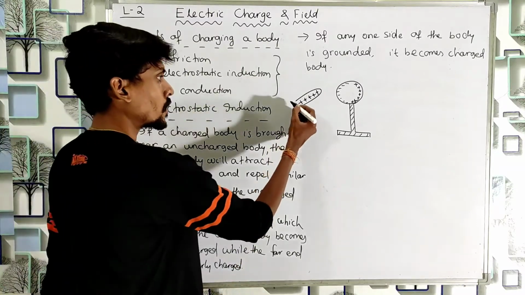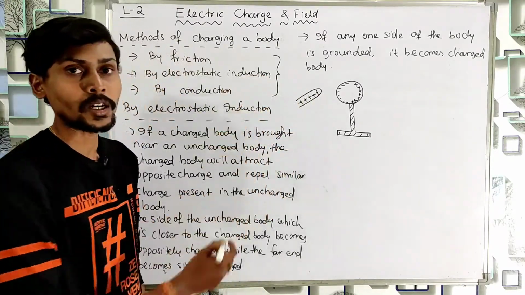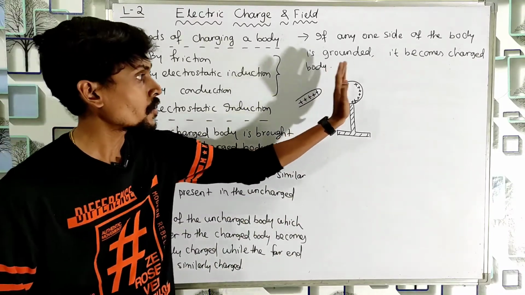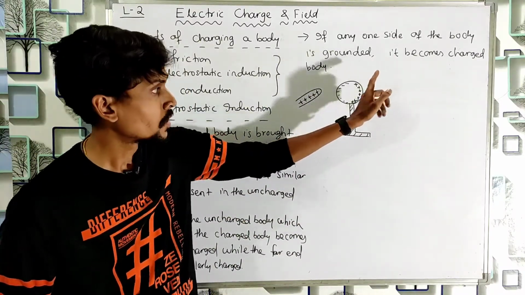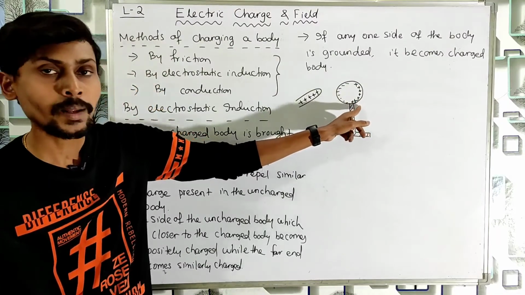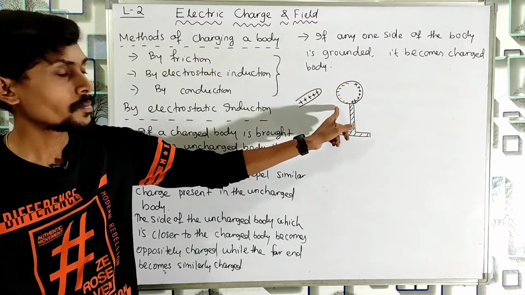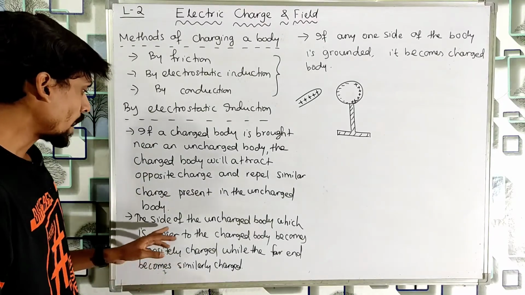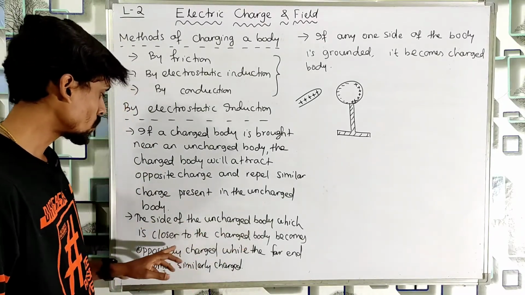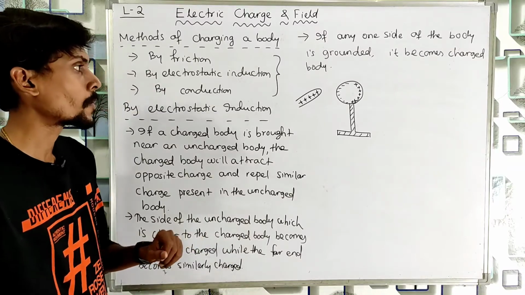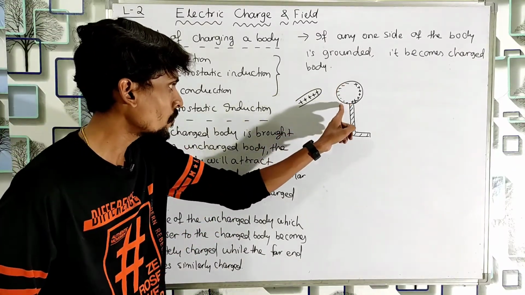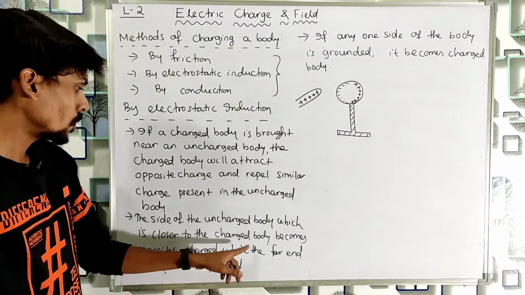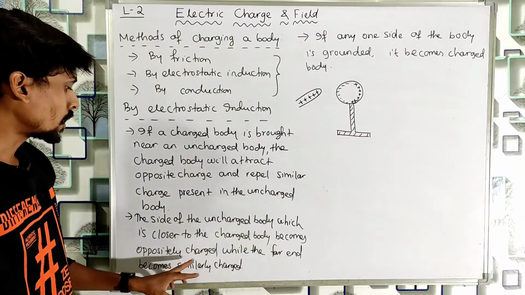But if you take the charged body to be negatively charged, then what will happen? This negative charge will repel electrons to the right side, meaning at the right side we will have negative charge, and on the left side we will have positive charge. Is that clear? The side of the uncharged body which is closer to the charged body. Now this side of the uncharged body is closer to the charged body, so that side becomes oppositely charged.